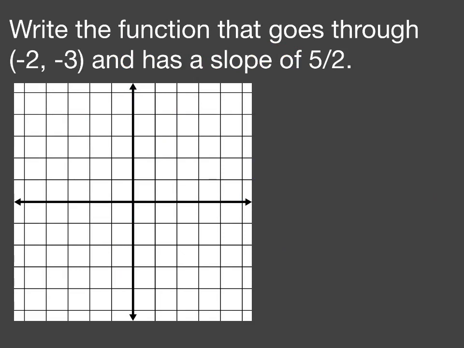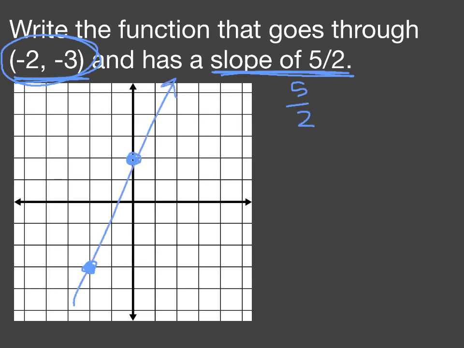And lastly, write the function that goes through (-2, -3) and has a slope of 5 over 2. So I have a point, (-2, -3), and I also have a slope. From this point that we drew, we're going to count our slope of 5 over 2: up 5 and to the right 2, and connect those points. But again, our main goal is to write the function, so we get y equals, our slope is 5 over 2x, and our y-intercept, as we can see from our graph, is +2.